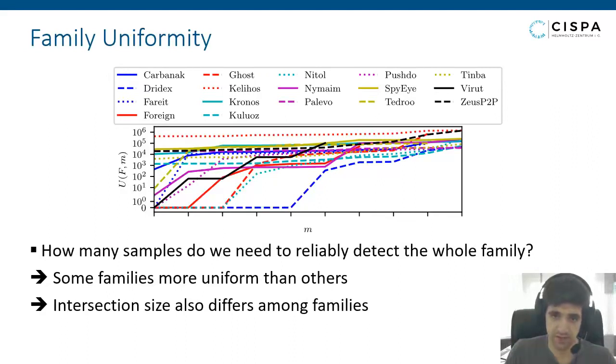For Triadex, we need to know a lot of samples, because there's probably much more diversity in the Triadex family. We need to know like 1, 2, 3, 4, 5, 6 samples to properly detect Triadex.